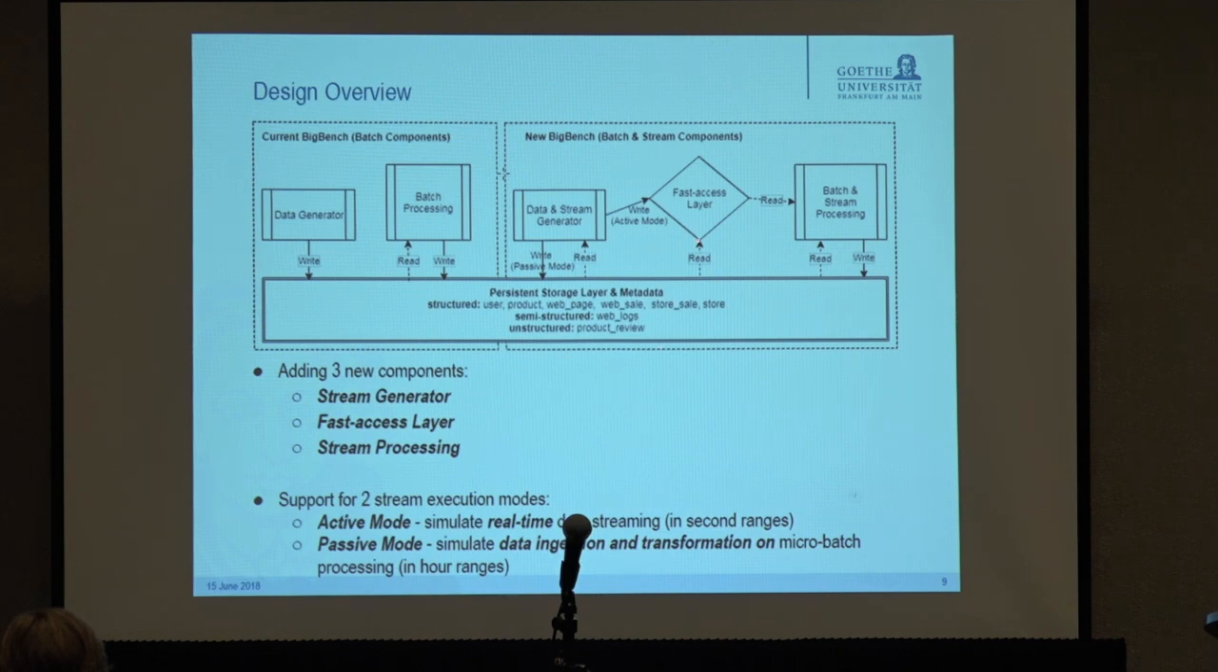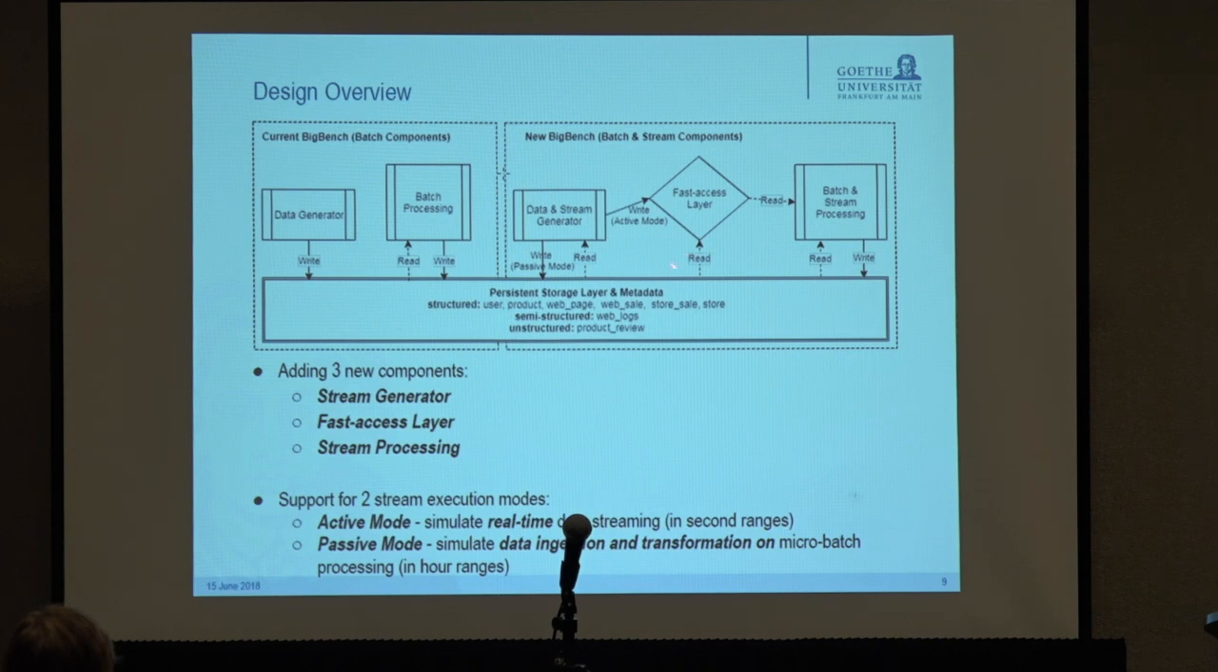In our case, we followed this approach, but in order to produce the stream, we introduced three new components: the stream generator, the fast access layer, and the stream processing component. As you can see, the data and stream generator can be combined. These are all technology-agnostic components that I described, and later I'll also show the implementation. The fast access layer can be seen as an intermediate buffer, and the batch and stream processing can also be implemented in one component.